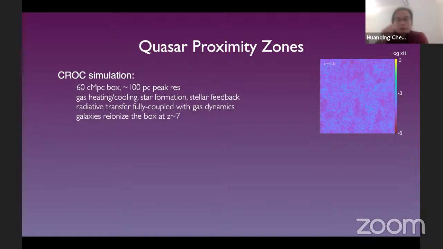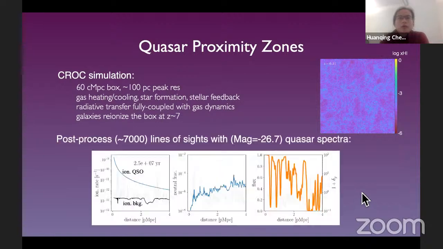We do this by post-processing. We draw thousands of sight lines centered on massive halos and then post-process them with a 1D RT code with a bright quasar spectrum. So here is an example. From left to right are the radiation field, the neutral fraction of the IGM and the transmitted flux. And we run the sight lines for 30 million years and then analyze the spectra.